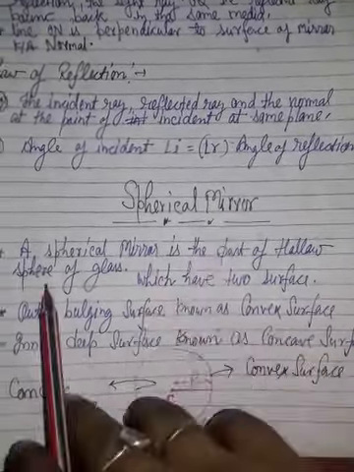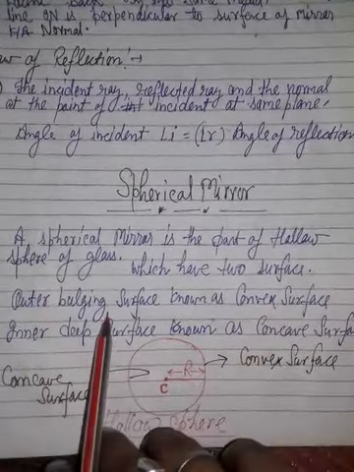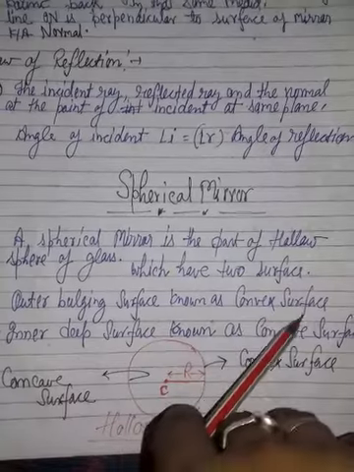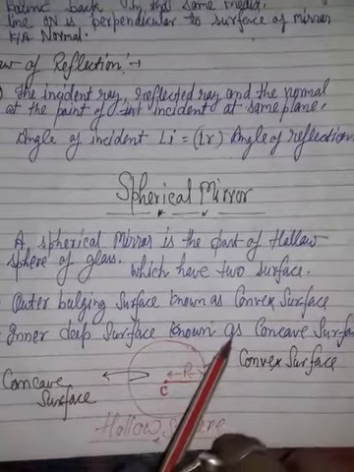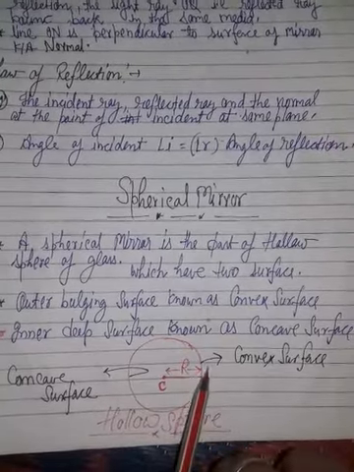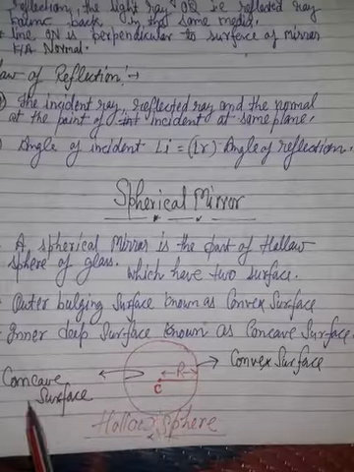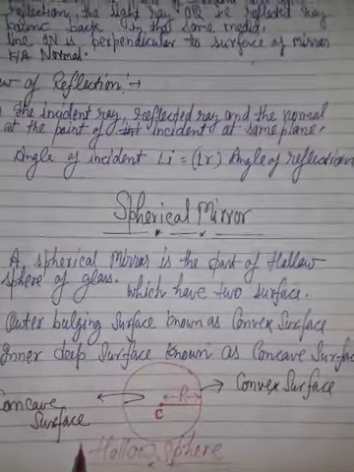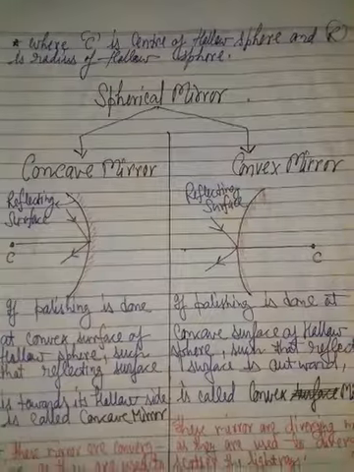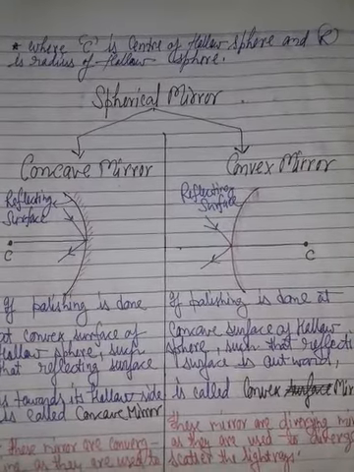A spherical mirror is a part of a hollow sphere of glass which has two surfaces: the outer bulging surface known as the convex surface and the inner deep surface known as the concave surface. In this figure it is clear that the bulging surface is the convex surface and the inner surface is the concave surface. Where C is the center of the hollow sphere and R is the radius of curvature of the hollow sphere.